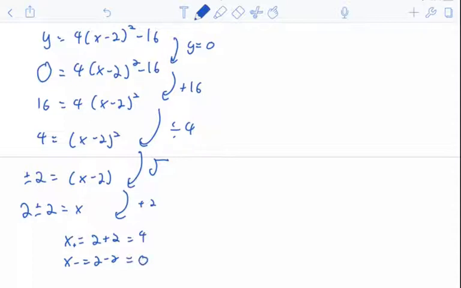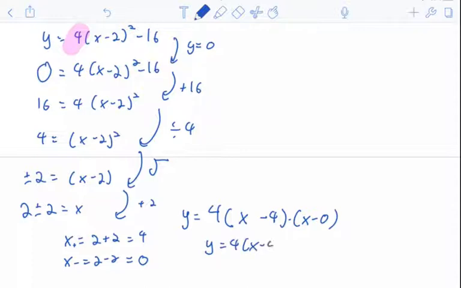And so the factored form is going to be x minus 4 times x minus 0, and then the coefficient out front is going to be that number there. So if you want, you can rewrite this as 4, x minus 4 times x.